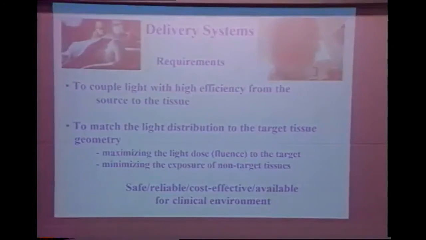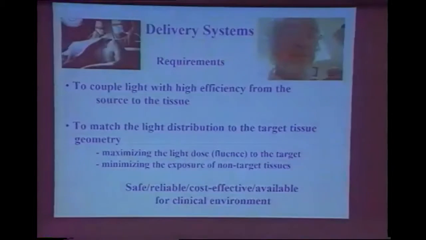So you produce the light, now we have to deliver it. So you have to couple the light with high efficiency, and you have to match the distribution to the target tissue geometry. So if you have, in theory, a square tumor, you've got to have a square distribution of light. And you have to minimize the exposure to the non-target tissues. And also, these delivery systems have to be safe, reliable, cost-effective, etc.